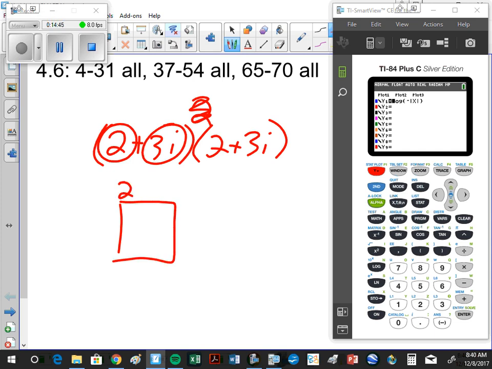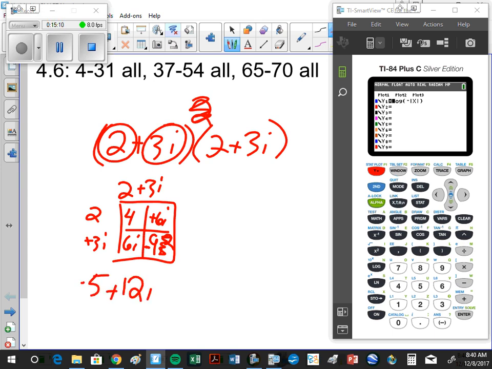So we would put 2 plus 3i on one side and 2 plus 3i on the other. 4 plus 6i, 6i, and then 9i squared. But I know that i squared is just negative 1, which is going to change the sign here. I end up with 4 minus 9 is negative 5, and 6i and 6i make 12i. And that would be the complex number.